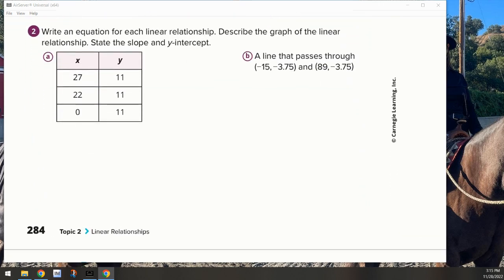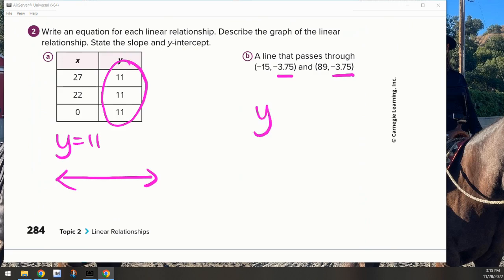Okay. Write an equation for this one. Does the graph describe the graph of the linear relationship? So all of the y values are exactly the same. So it's y equals 11. So that gives me a horizontal line. Okay, if I look at this, the y values are exactly the same. So the y value is going to be this. Gives me a horizontal line.